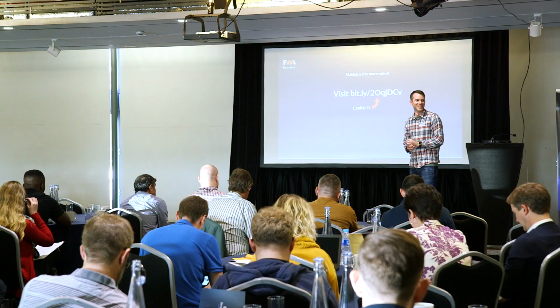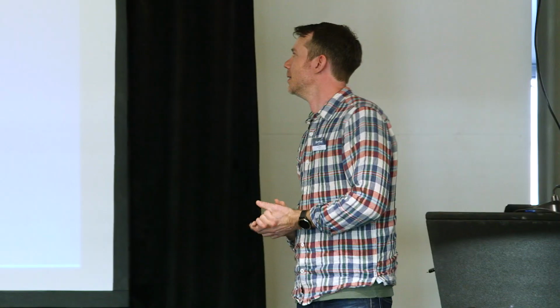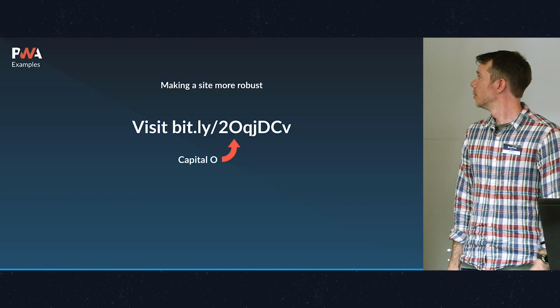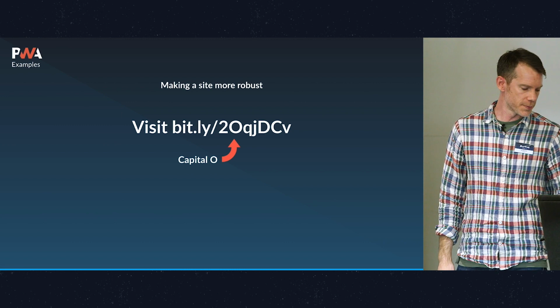So that's just an example of making something a bit more robust. Has it worked for everyone? Yeah, brilliant. So we'll have a look at a couple of more extreme examples.